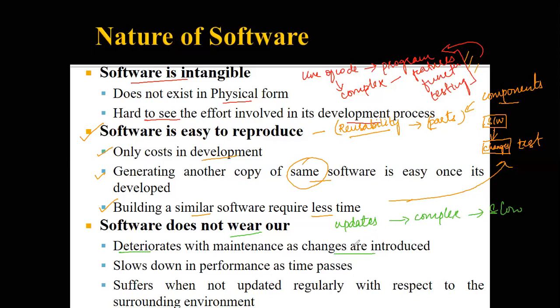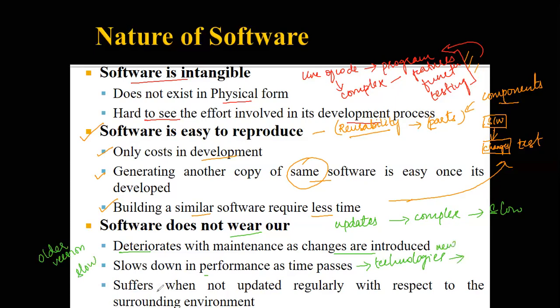Some changes within the software are necessary and they need to be done. If you're making multiple changes within the software, completely changing the behavior, then the software can deteriorate. The next point is slow down in performance as time passes. As time passes, multiple new technologies are evolved and multiple new projects are developed on these technologies. So the software that was built on an older version of technology becomes slow when compared to the software that runs on a new technology.